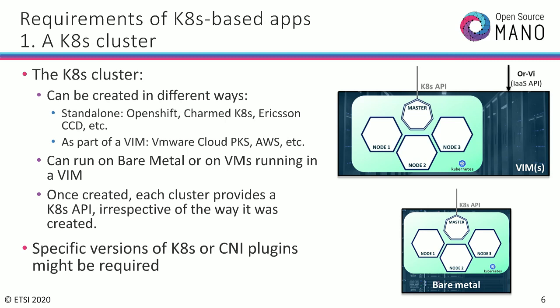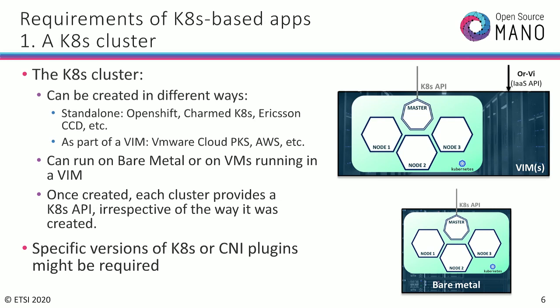The K8s clusters can be created in very different ways. They can be created with standalone platforms like OpenShift or Charmed Kubernetes from Canonical, or, well, there are lots of vendors also offering their solutions, or they could be created as part of a VIM. The VIM could offer a capability to create a K8s cluster. That's the case, for instance, of VMware Cloud PKS, or AWS also offers a way to create your own cluster so that you could use them.